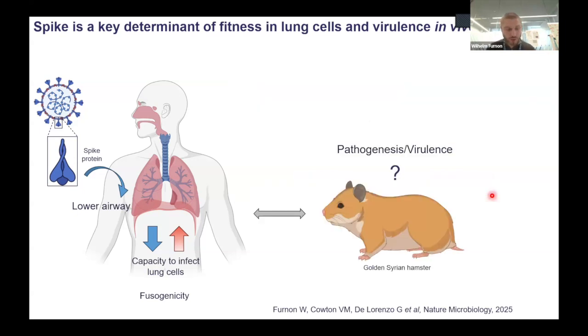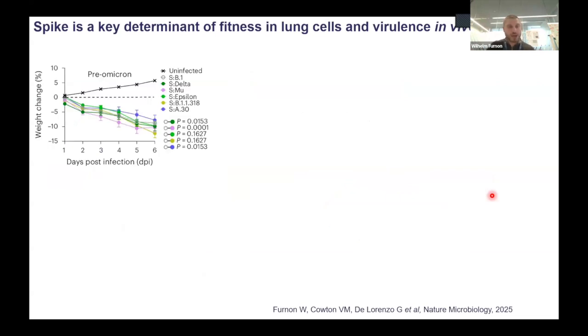Okay, so this is all nice and cute, but this is all in vitro. So we really wanted to assess: spike is changing many different things and different phenotypes, but is it actually causing differences in virulence or pathogenesis in the animal hamster model? And so we assessed a subset of this library of viruses. Here, focusing first on the pre-Omicron variants, we could see that the virulence in terms of weight loss did not vary that much between these different variants.